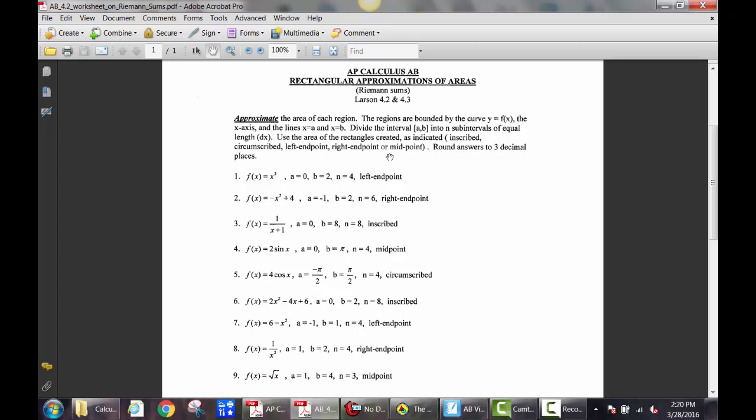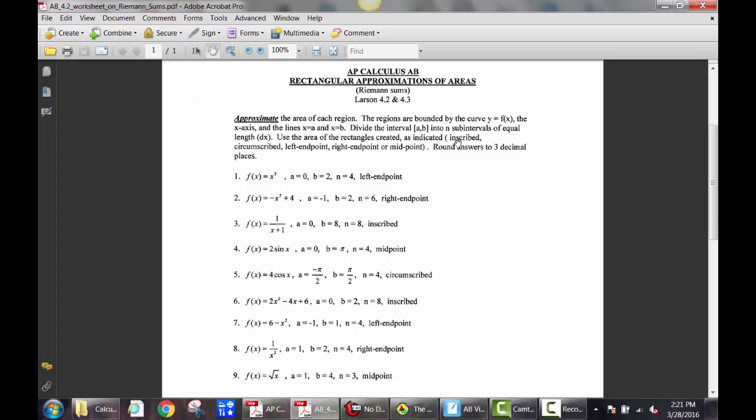The regions are bounded by f of x, which you're given, the x-axis, and the lines x equals a and x equals b. You're going to divide the interval from a to b, 0 to 2, -1 to 2, into n subintervals of equal length. So that means your dx's are all the same, your widths of your rectangles are all the same, and the n is given to you right here. So 4 rectangles, you're going to split that distance between x equals 0 and x equals 2 into 4 rectangles of equal width. You're going to use the area of the rectangles created as indicated.